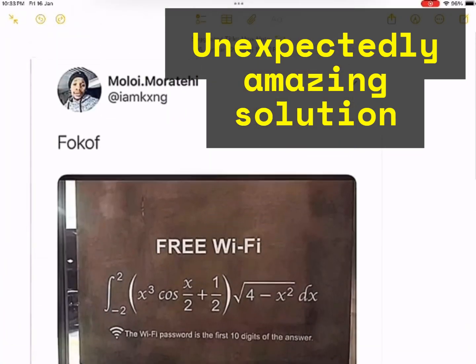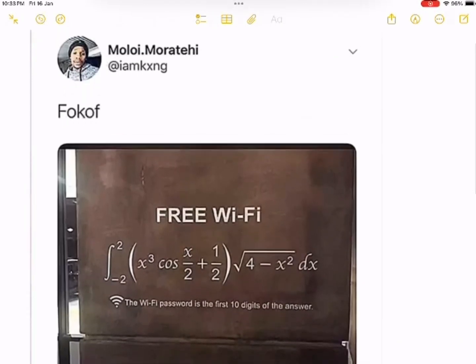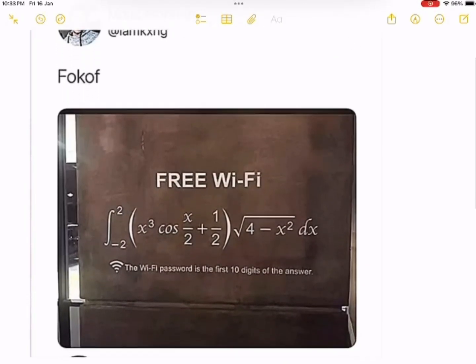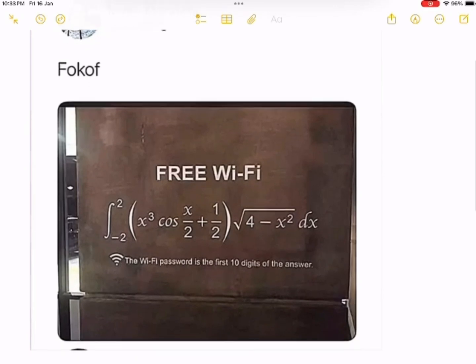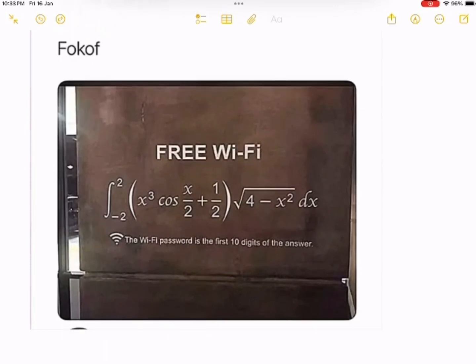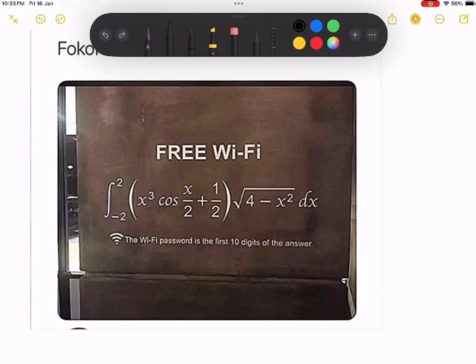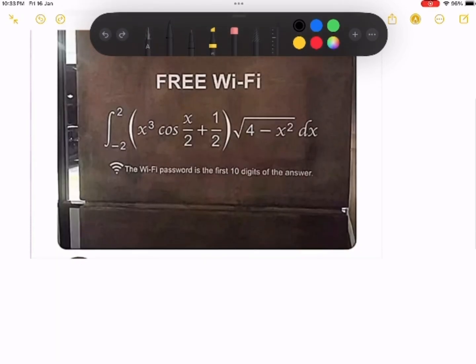The other day on Facebook, I saw this post regarding free Wi-Fi, and you need to solve this integral to get the password. The password is the first 10 digits of the answer. So let's give it a try, whether I can solve it or not.